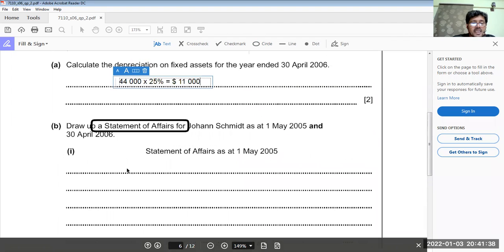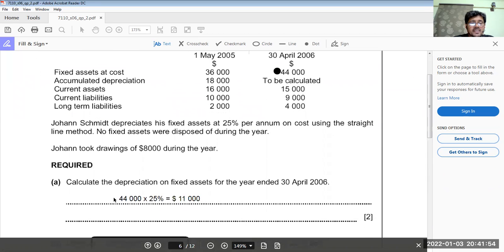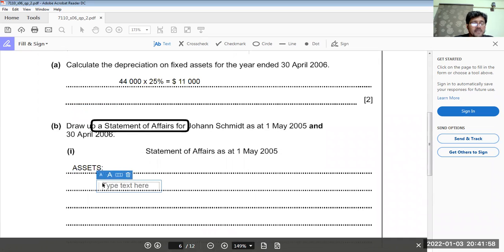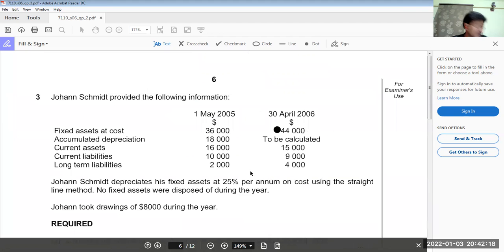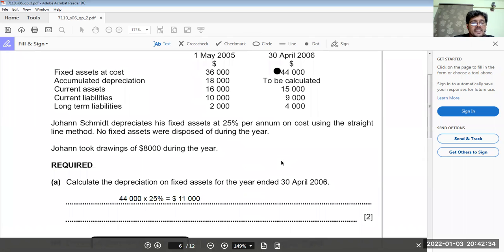Easy. Now again we have to make a balance sheet, so we'll give the heading over here. Take all the assets first: fixed asset at cost 36,000, accumulated depreciation 18,000. So I'm writing here fixed assets at valuation. Fixed cost is 36,000, accumulated 18,000, so 36 minus 18 gives 18,000, your fixed asset valuation. Now, current assets 16,000.